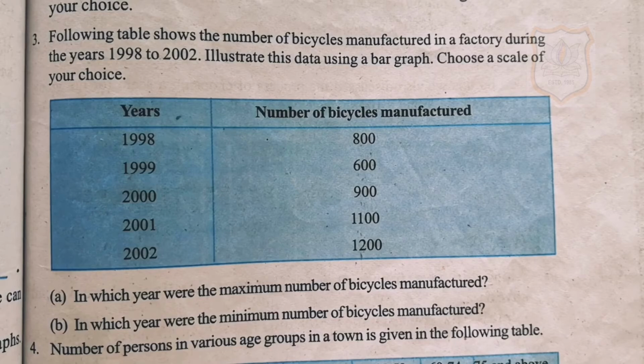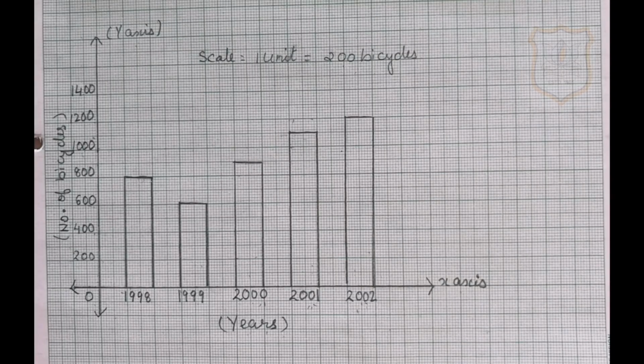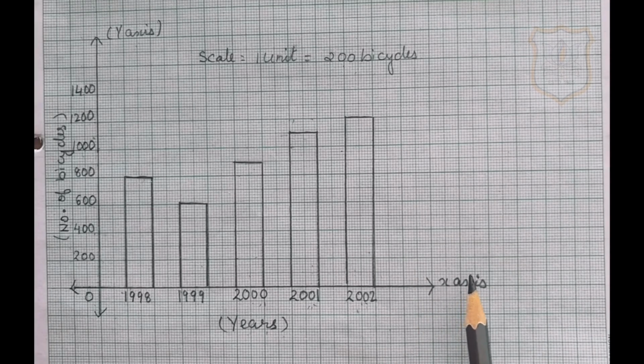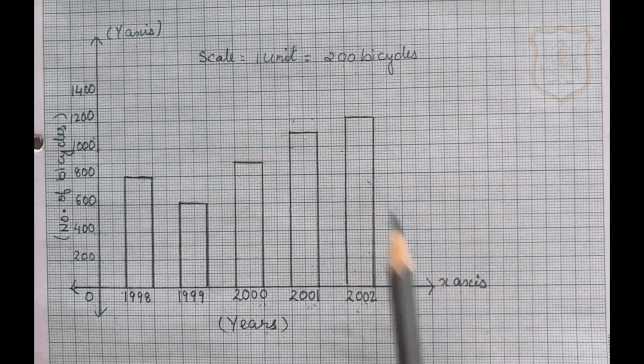Now students, on the basis of the bar graph we have to answer the questions which are given here. A part of question number 3. In which year were the maximum number of bicycles manufactured? Now we have to answer the question on the basis of this bar graph. From the bar graph you can see that in the year 2002 the maximum number of bicycles were manufactured.